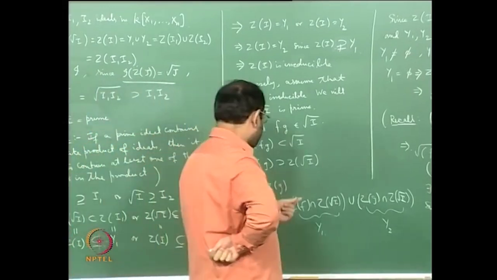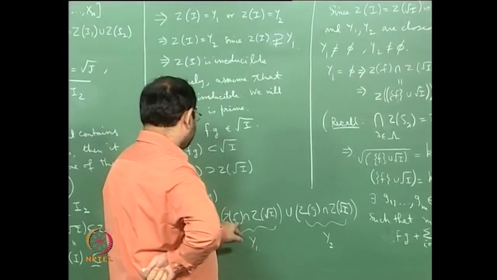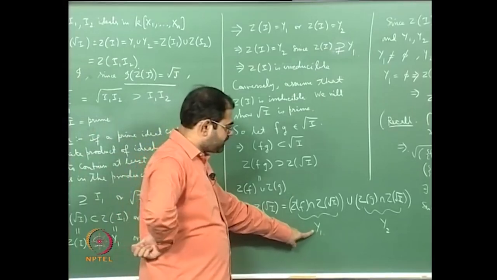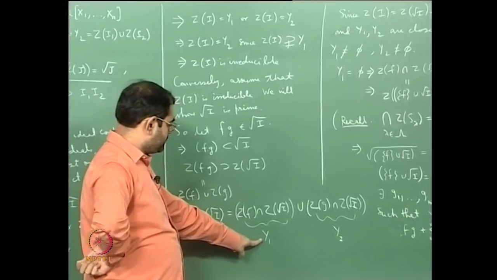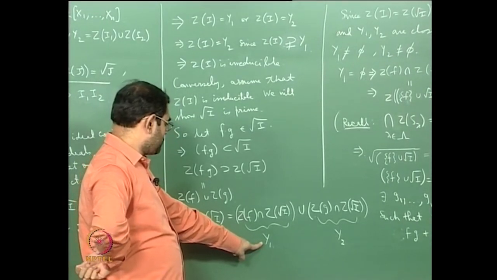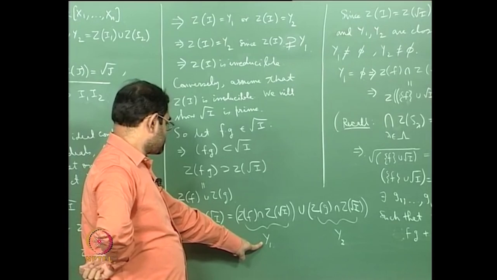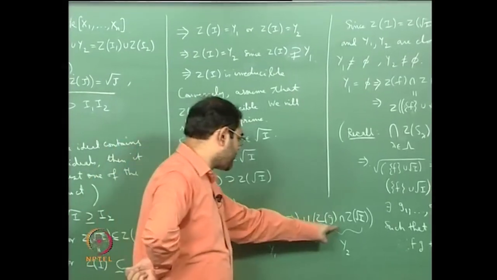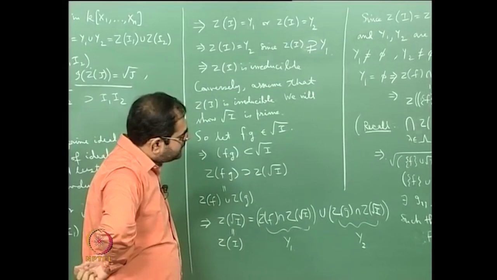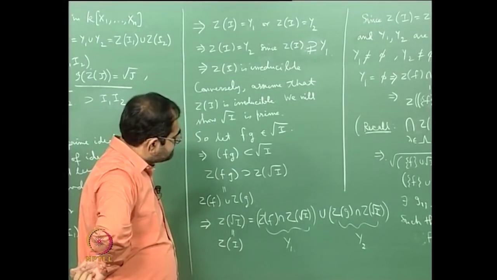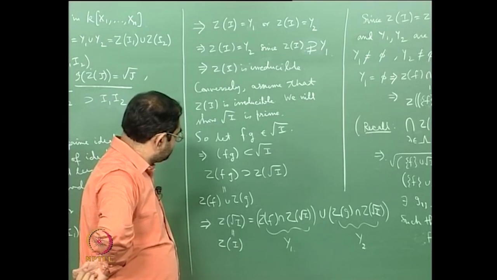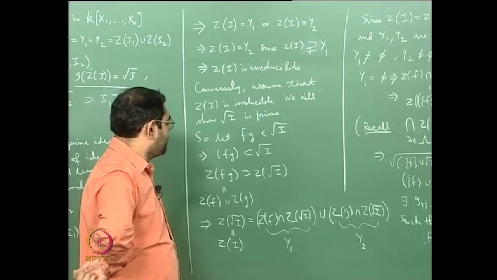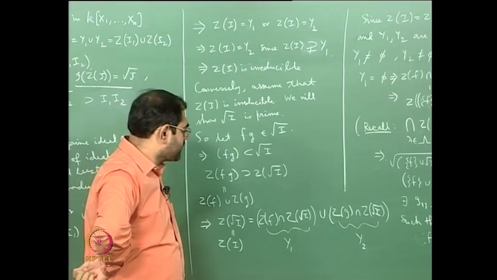If y1 is empty, then Z of g intersection Z of rad I, the left hand side, is equal to the remaining thing, Z of rad I, which is y2. You will just get Z of rad I equal to Z of g intersection Z of rad I, and therefore Z of rad I is contained in Z of g. If you apply I on both sides, you get g belongs to rad I.